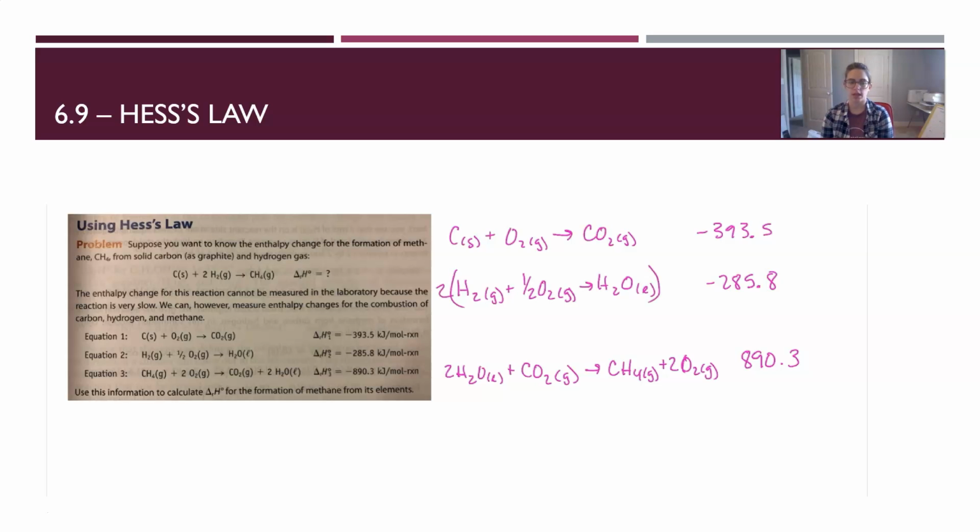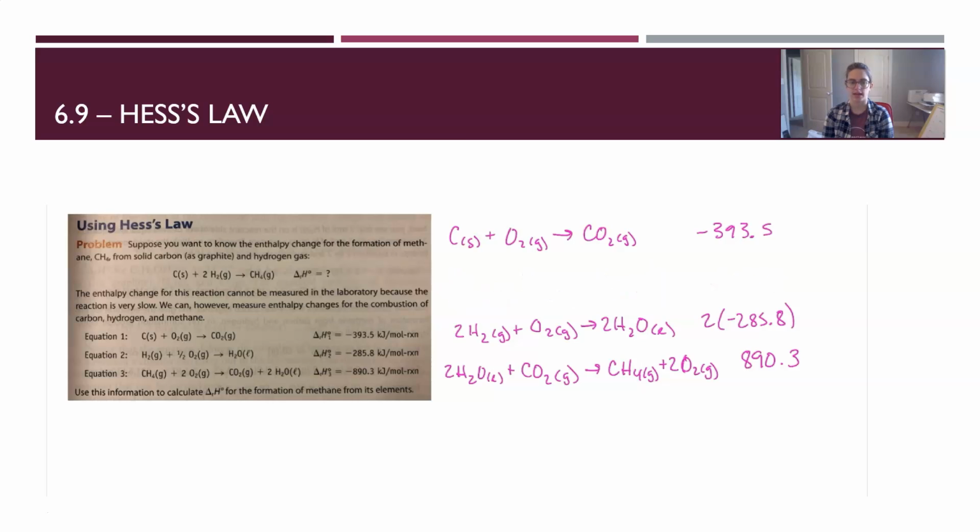Now I'm going to multiply my second equation by 2 because that gets me 2 moles of hydrogen, 1 mole of oxygen gas, and 2 moles of liquid water, which means I'm also going to multiply my enthalpy by 2 as well. I'm going to go ahead and erase my original equation 2 just so that it's not confusing.